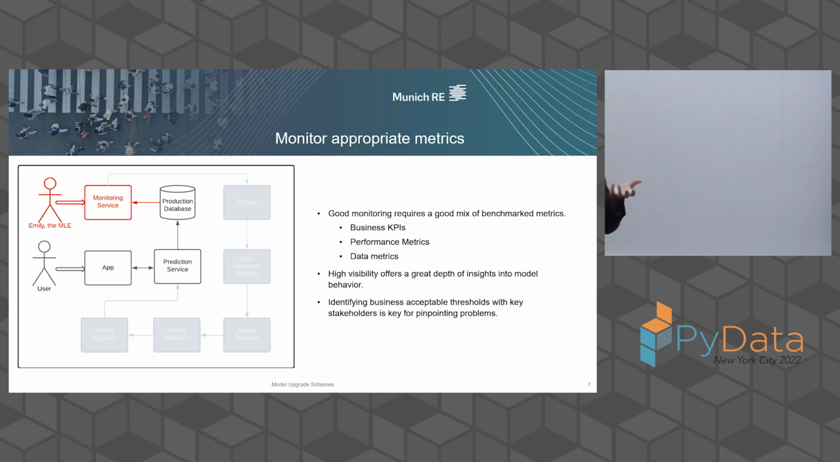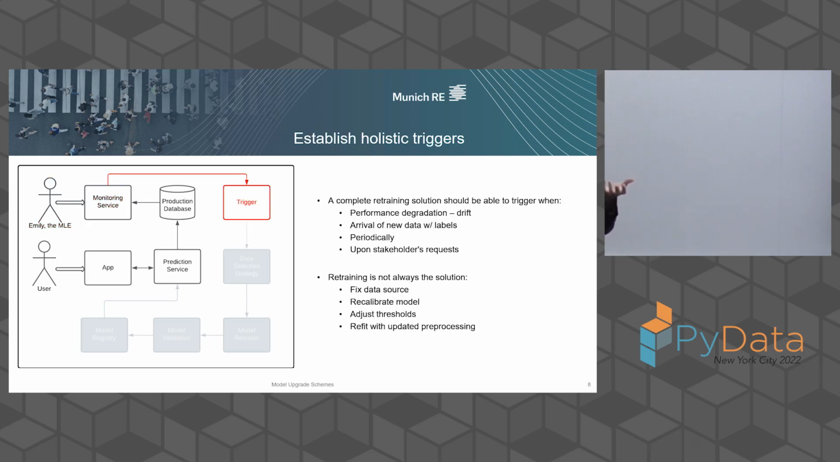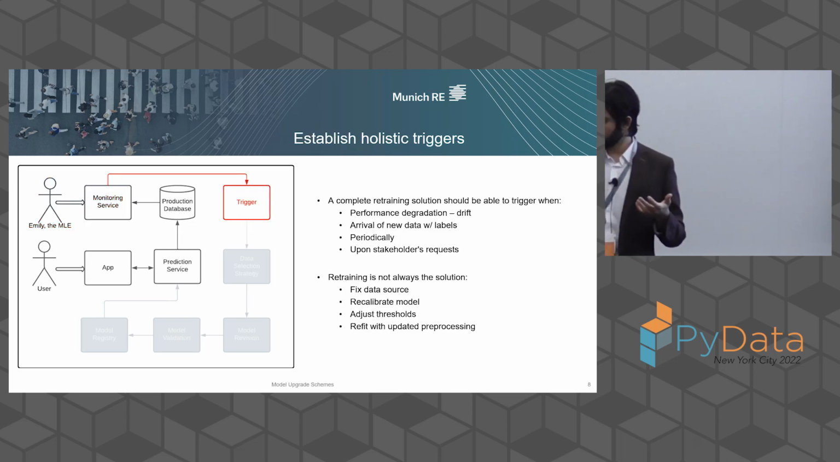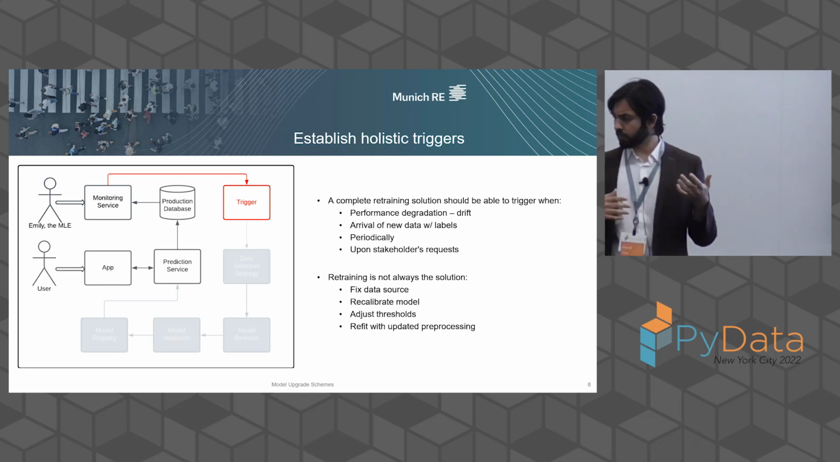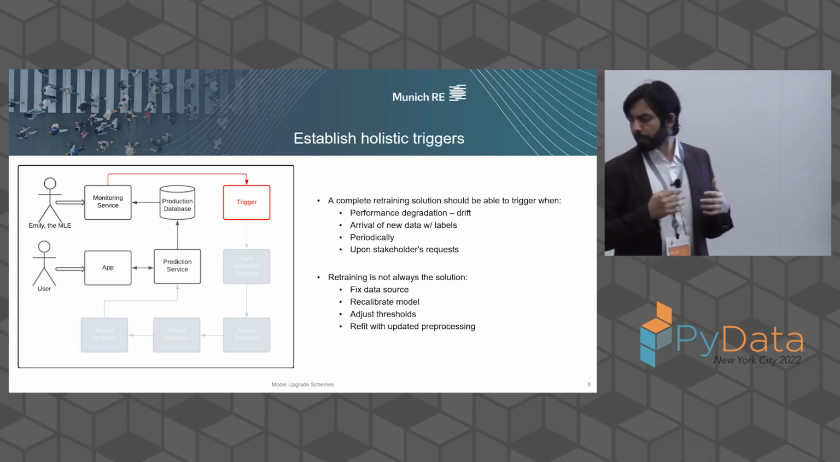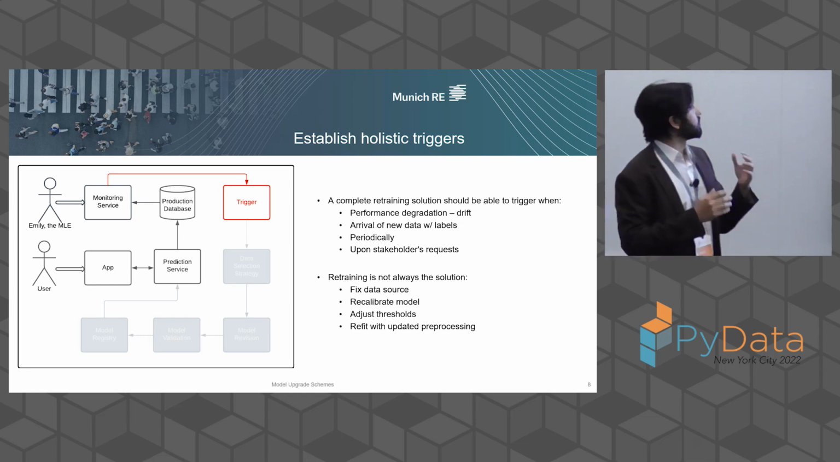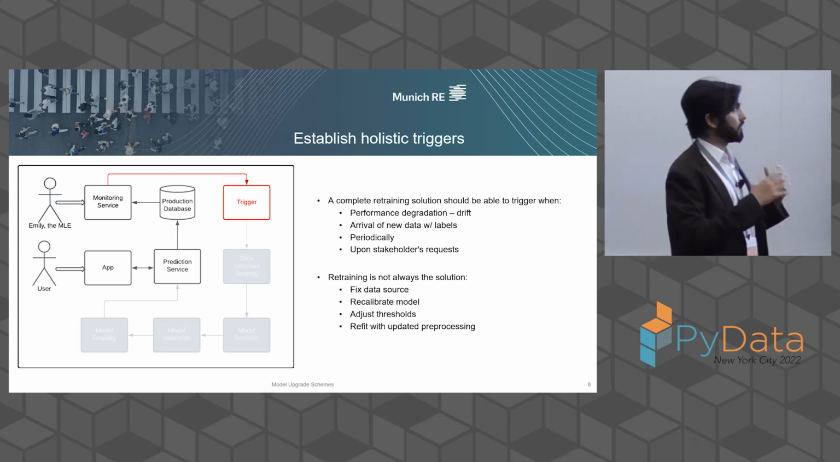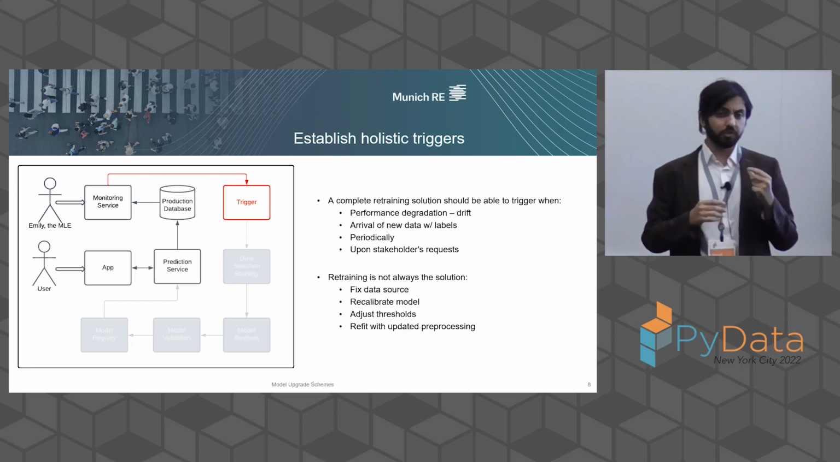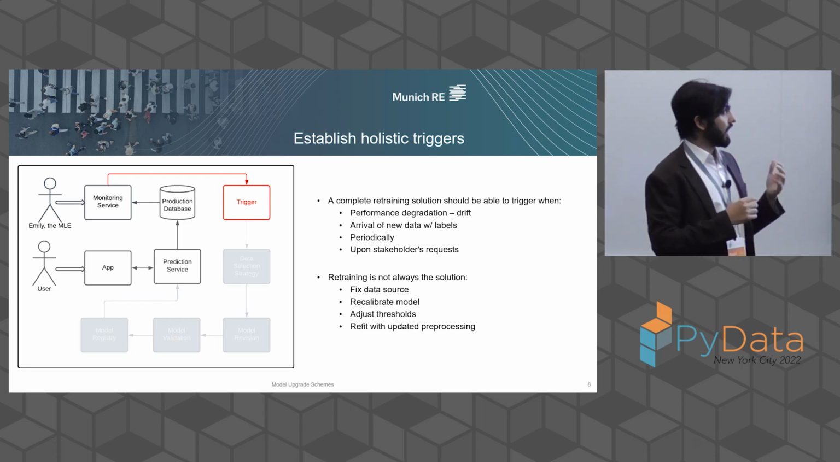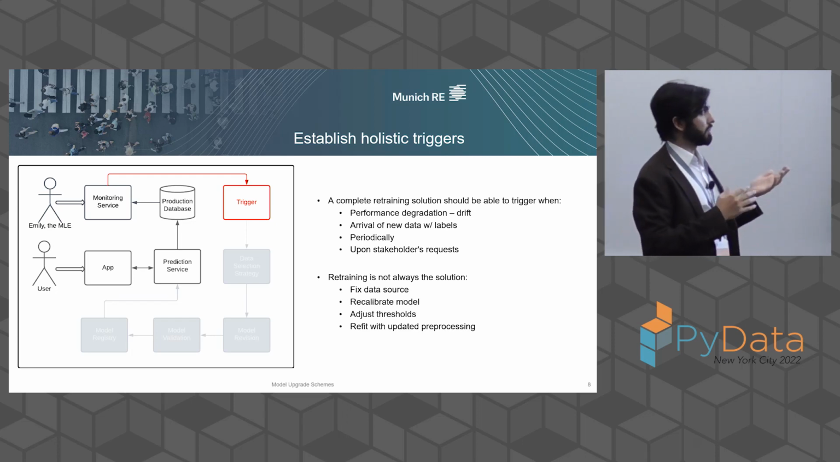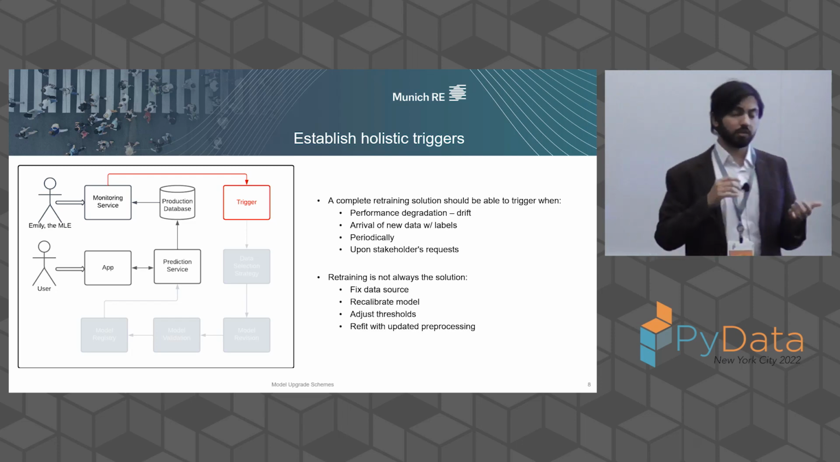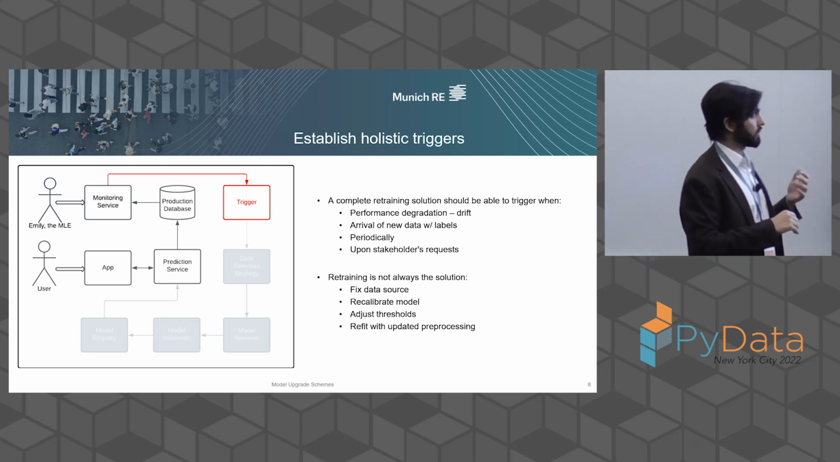The next stage, once we have a monitoring service set up and we know what's happening inside the data, is to talk about triggers. So triggers are essentially your way to, once you have the problems identified, trigger a retrain if it's necessary. And the retrain could depend on your performance, on the model performance, of course.